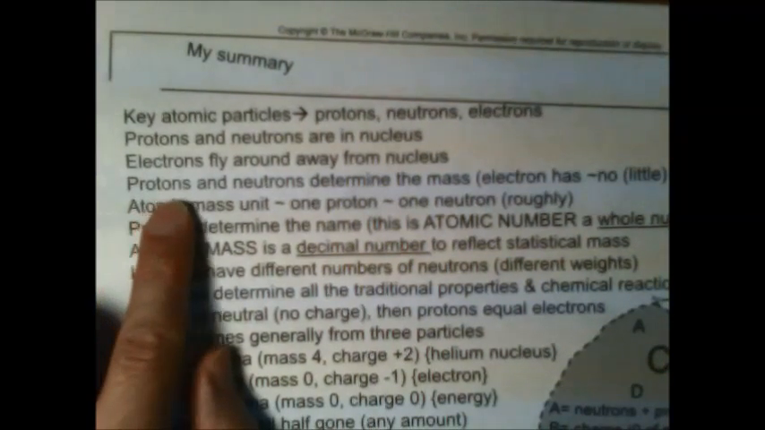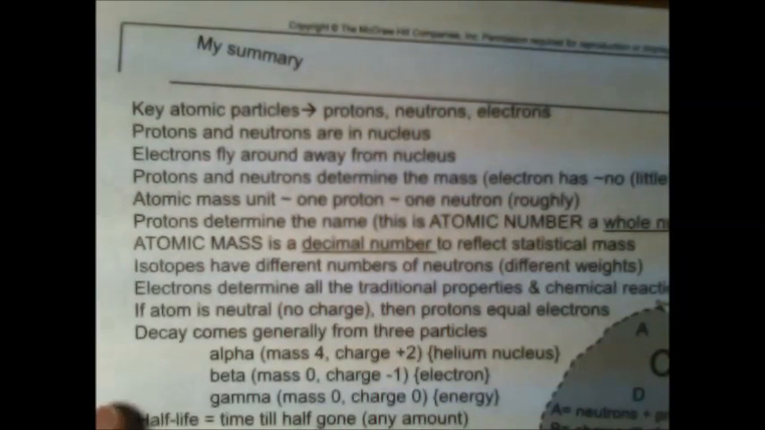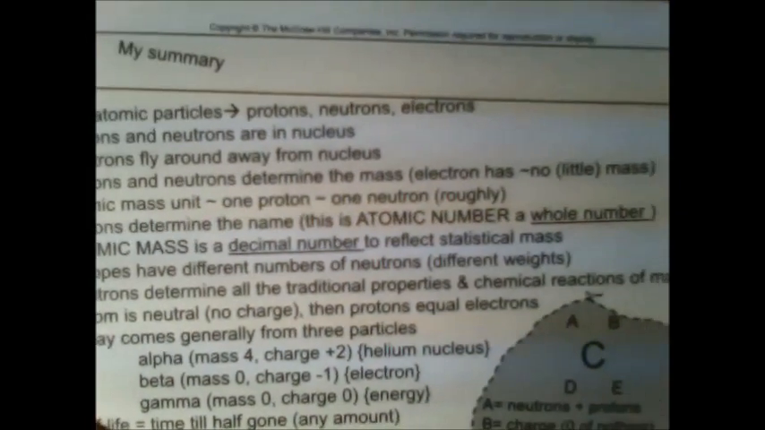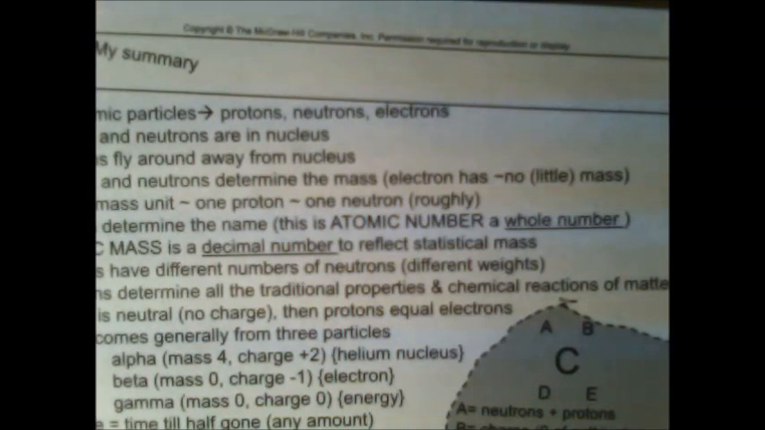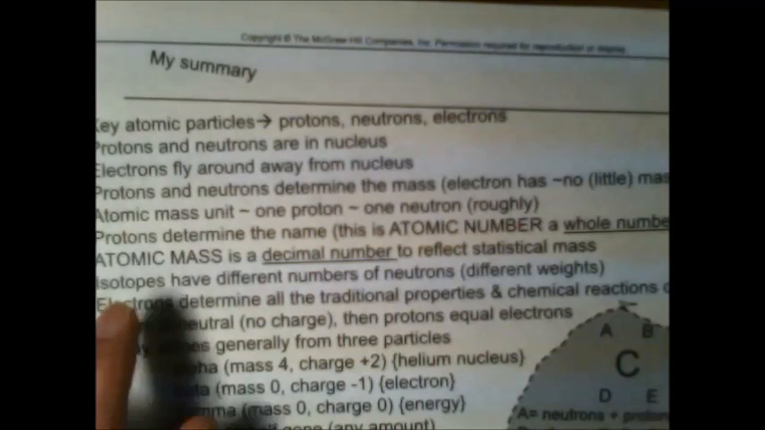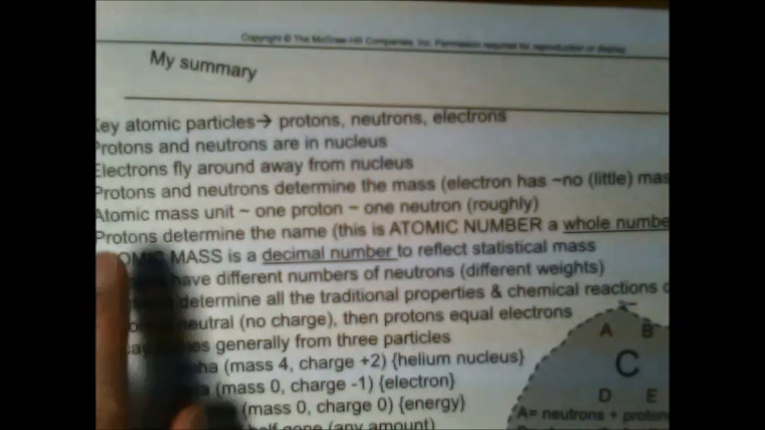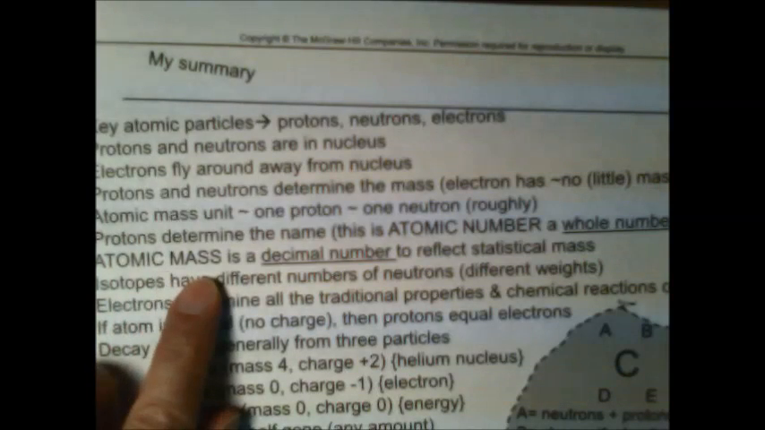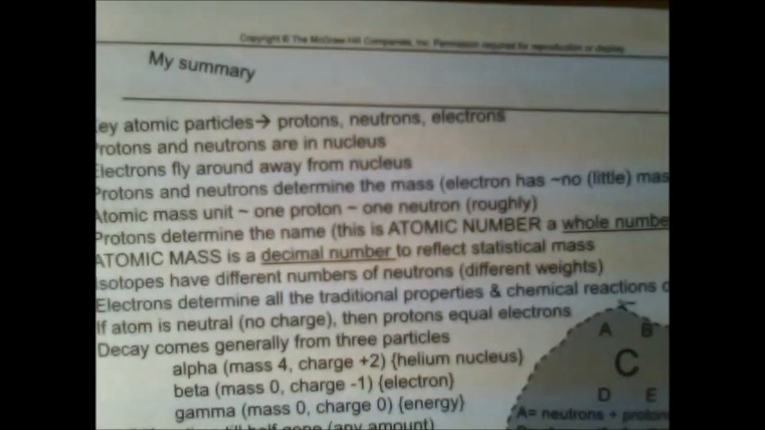Other key points: the protons and neutrons determine the mass. The electrons essentially have no mass or very little mass. Electrons have about 1/1837th or so of the mass of a proton or neutron. And that mass of a proton or neutron is called the atomic mass. One proton weighs 1 AMU.